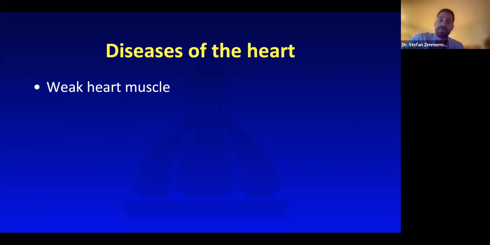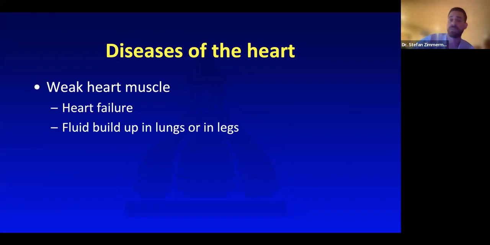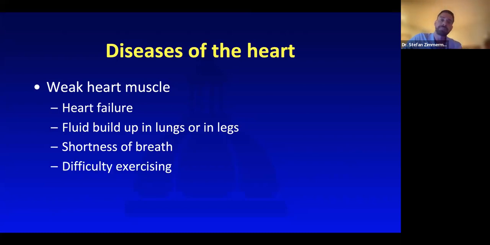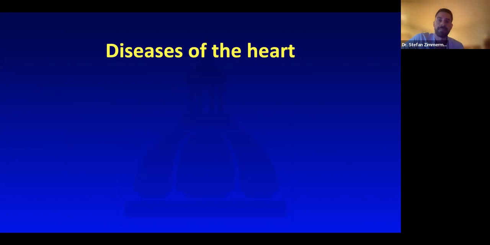Other diseases of the heart that we look at are diseases caused by having a weak heart muscle. So maybe not necessarily problems with the vessels in the heart, but rather a problem with the muscle itself. This can cause heart failure. If the muscle of the heart can't pump blood like it needs to, then you get a condition called heart failure. This causes fluid to build up in the lungs or sometimes in your legs. And it causes shortness of breath and difficulty exercising. So maybe you can walk a block or two and then get short of breath after that. That could be caused by heart failure.